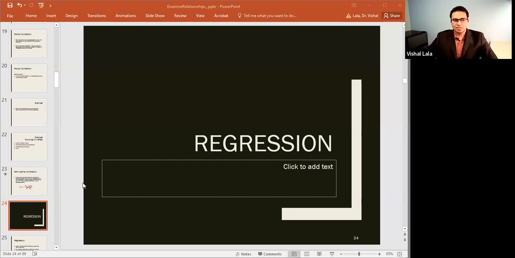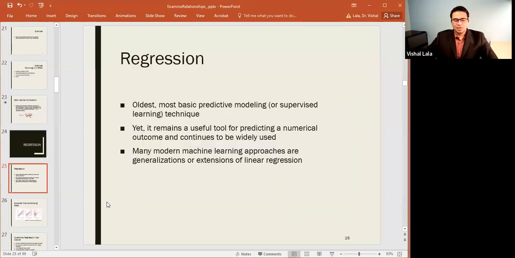Hi, in the last video of this topic, I examined correlation. In this one, we'll move into the exciting world of regression. Regression is one of the oldest predictive modeling or supervised learning techniques. Yet it remains a really useful tool for predicting a numerical outcome and is widely used. In fact, many modern machine learning approaches are some generalization or some offshoot of linear regression.